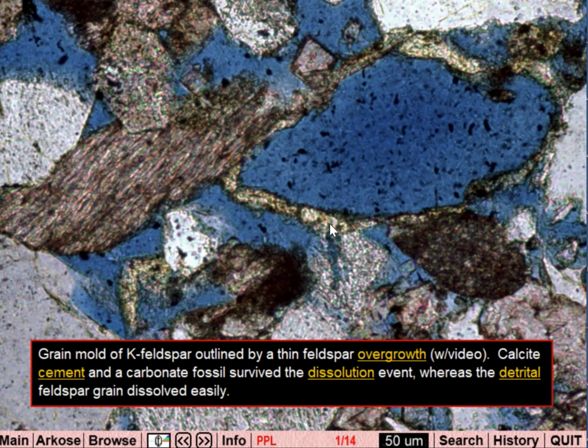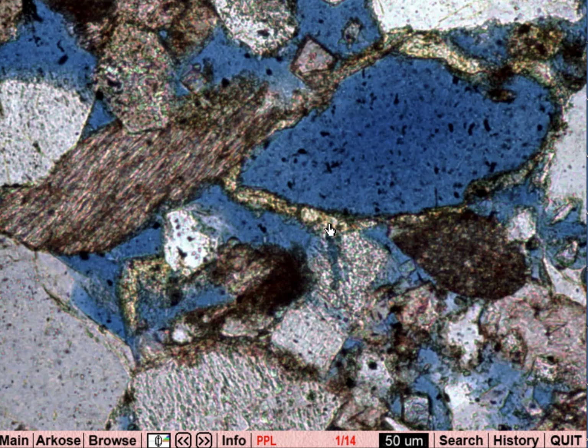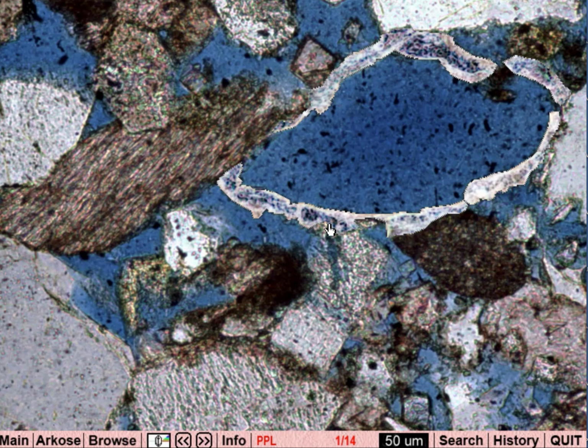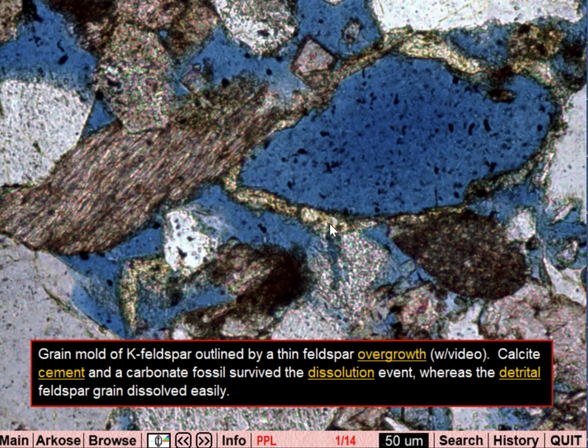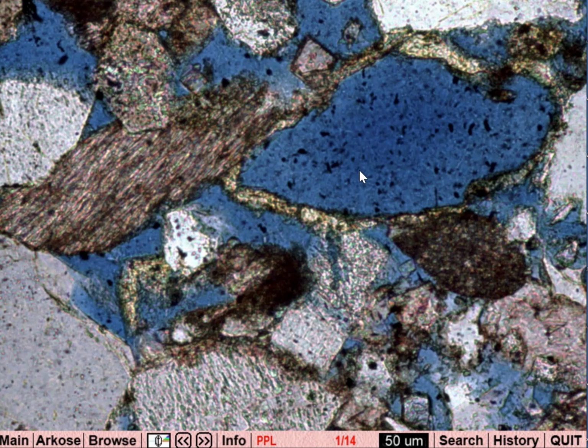This is a thin feldspar overgrowth of what used to be a K-spar grain. Notice that the carbonates were not dissolved, whereas the feldspar was. Okay, and we see that entire overgrowth, and of course there's secondary porosity, a secondary pore in the middle. Probably more calcite, yes.